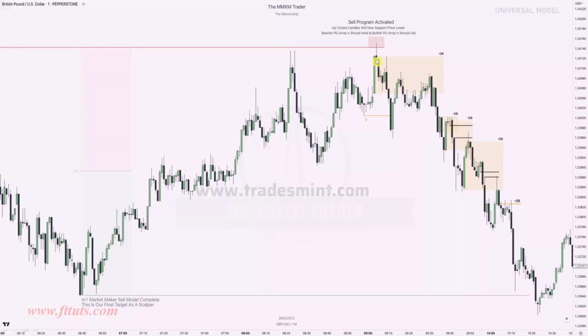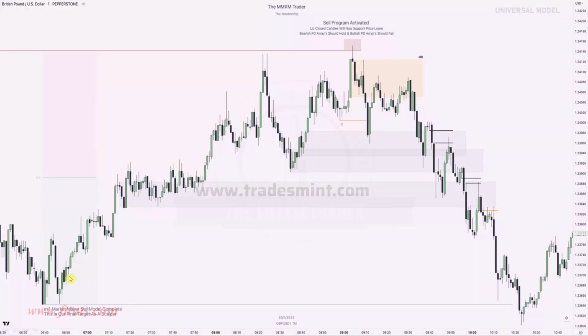So all up close candles should now support price lower, and we can see that over here. Bullish candles over here are now a bearish order block. Another bearish order block here with a fair value gap. Another bearish order block. Another one, and lastly here we got that fair value gap again and it keeps declining lower and lower and lower, and you can see all up close candles are supporting price to go lower.